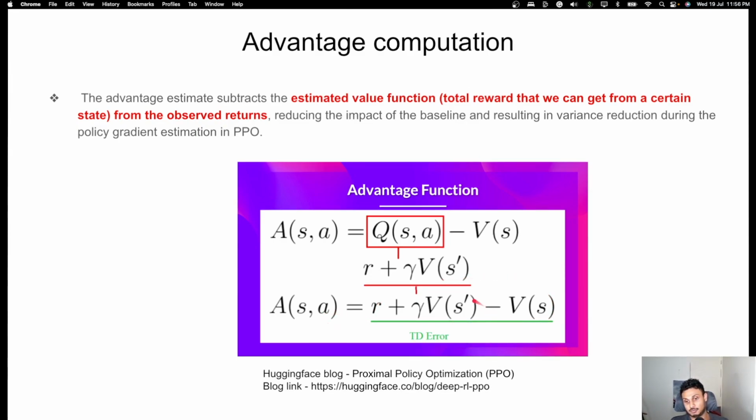Now you might be thinking, what is this value function? The value function is again a function approximation. It gives an idea about the total rewards that we can get from a certain state. In a PPO setup, we predict this with another network. That network takes the observation, or the state, and outputs a scalar.